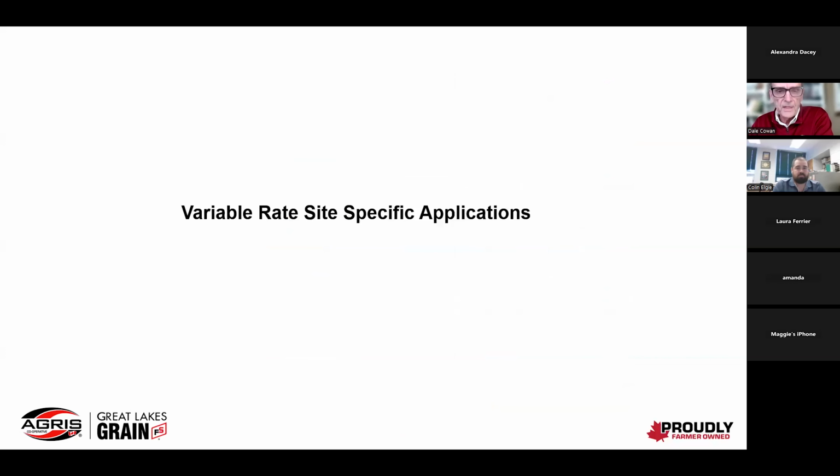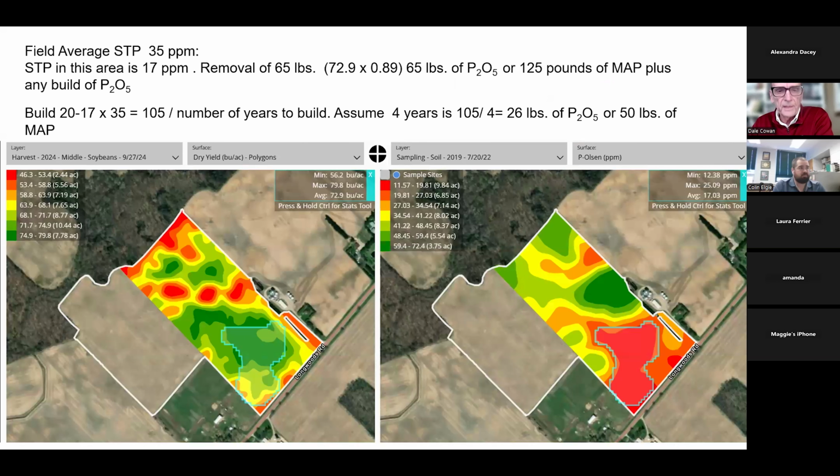So, variable rates, site-specific applications. I'm just going to quickly go through a field here. That's the yield map on the left-hand side. The area I've highlighted in green is about 70, almost 73 bushels of soybeans. The corresponding phosphorus in that area is only 17. So then the decision is, what am I going to do? The field average is 35 ppm. So on average, I'm not too worried about my phosphorus soil test on this field as a whole. But I've got an area down here that is showing me I've got significant acres I should pay attention to.